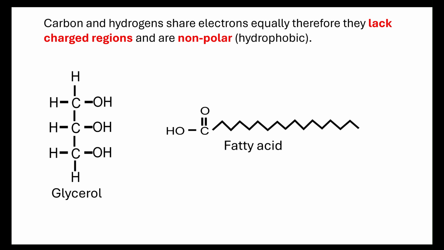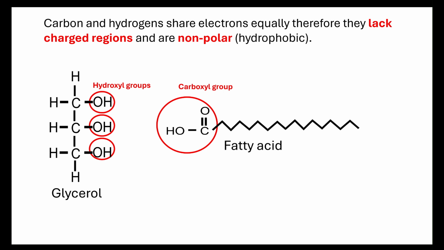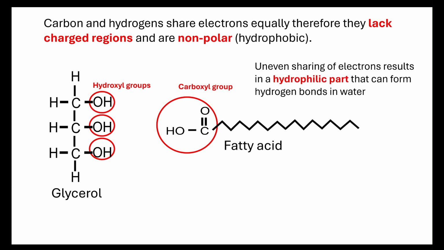Now, if we look at this glycerol molecule and this fatty acid molecule, we can see quite clearly the glycerol molecule has got a hydroxyl group. So there's 3 hydroxyl groups in a glycerol molecule. And in the fatty acid molecule, we have a carboxyl group. Now, because the carboxyl group and the hydroxyl group have oxygens and hydrogens, there is actually an uneven sharing of electrons here. Now, this results in what's known as a hydrophilic part to the molecule.